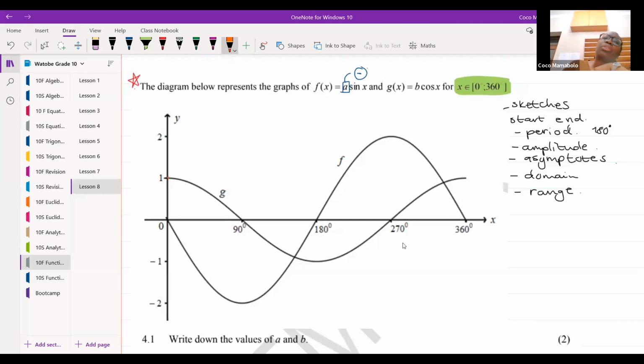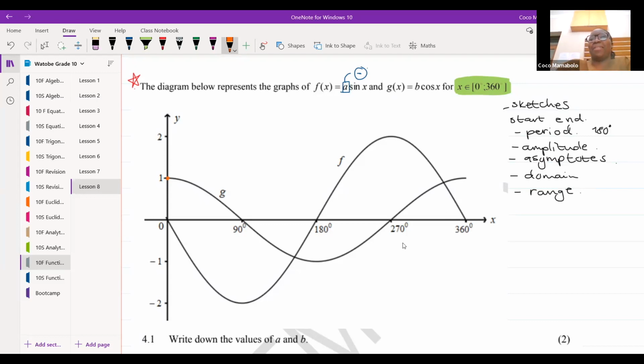So we're already off to a great start because my graph of g. Somebody's speaking Afrikaans, guys. I don't know how to understand that. I do not know. Sorry, guys. I'm sorry.